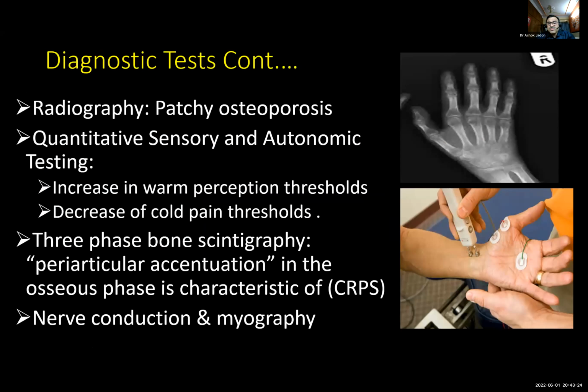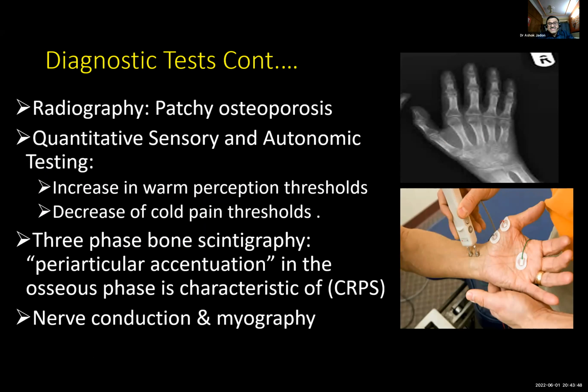Like patchy osteoporosis, again, because there is disuse, dystrophy, the patient is not using or ambulating that particular area, so osteoporosis can happen. There, you can identify the disease by autonomic testing, by increased threshold for warmth and decreased pain sensation. But it is again not pathognomonic, it only says there is a sympathetic change.